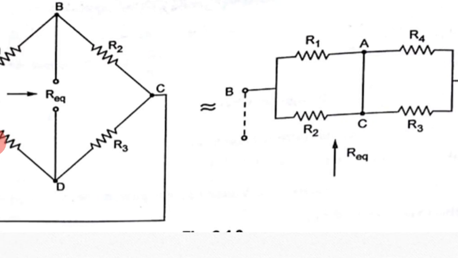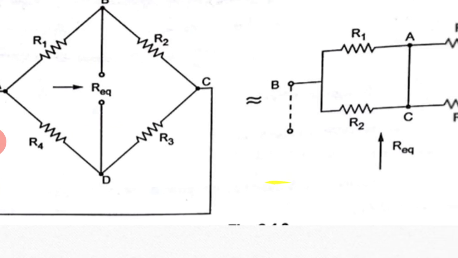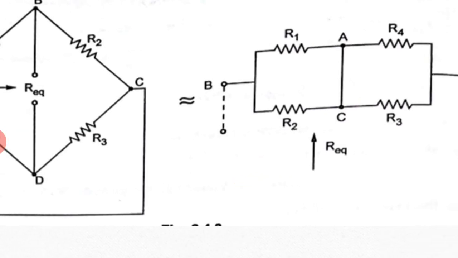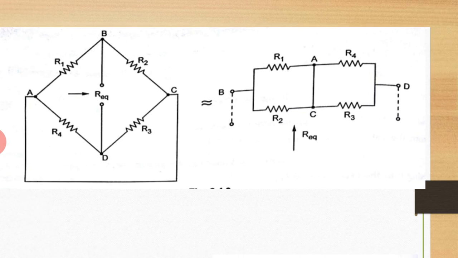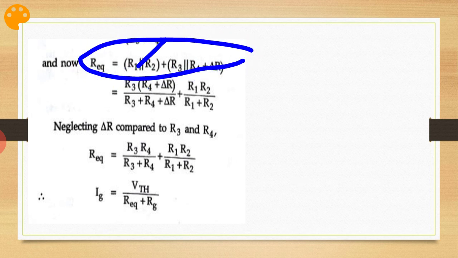R1 and R2 will be in parallel, because you can see here you are shorted in this manner, A to C. So R1 and R2 are parallel. Similarly, R4 and R3 are parallel. So this equation I wrote here: R1 and R2 in parallel, plus R3 and R4 plus delta R in parallel. This gives the equation of R equivalent.